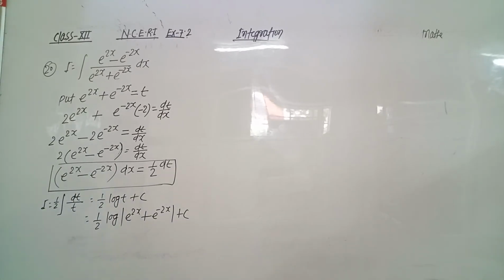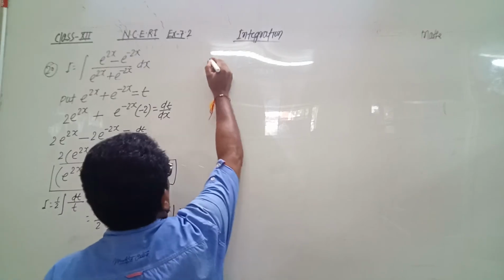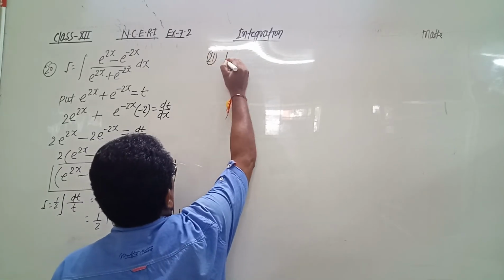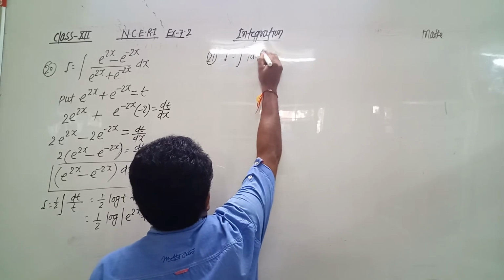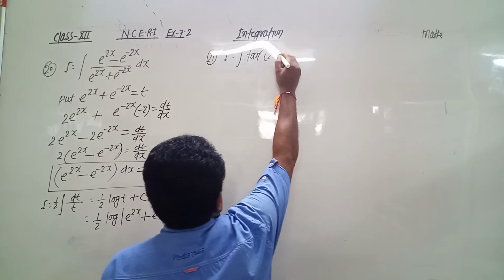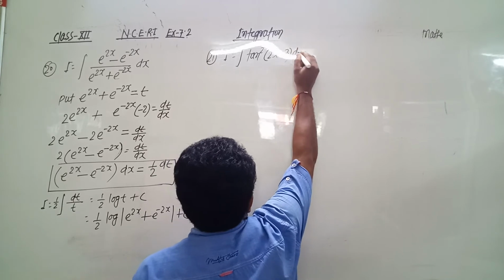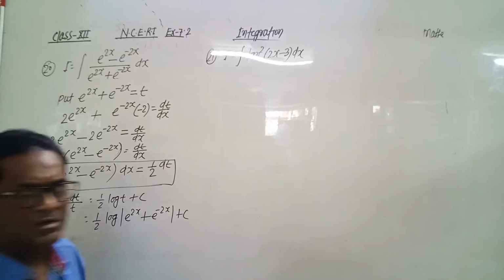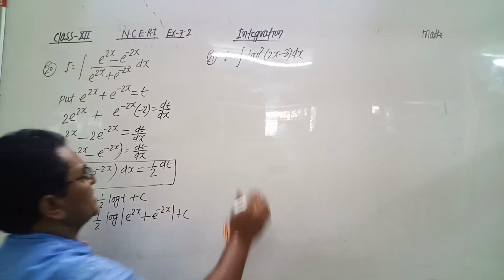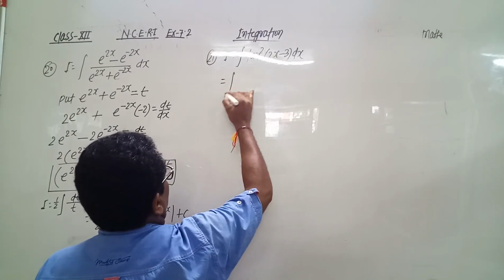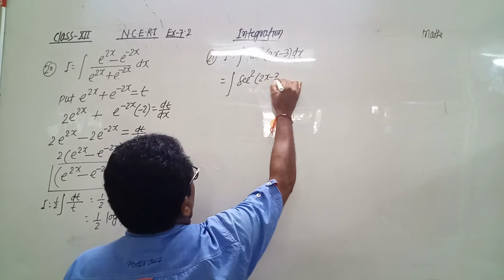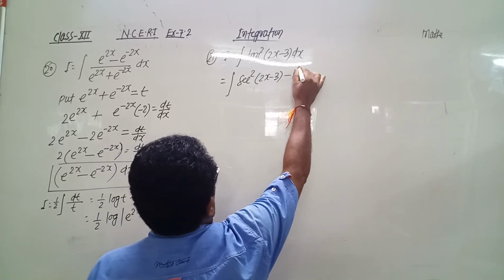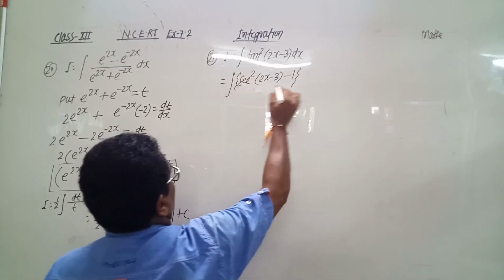Question number 21, tan square 2x minus 3. I equals integration of tan square 2x minus 3 dx. So tan square x is written as sec square x minus 1. So integration of sec square 2x minus 3 minus 1 into dx.